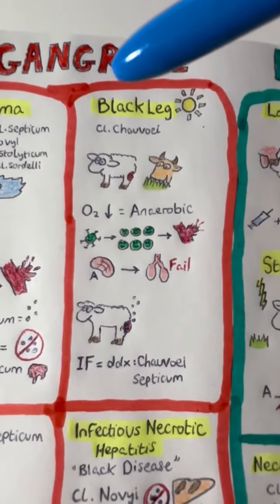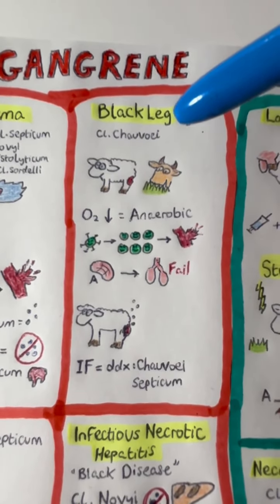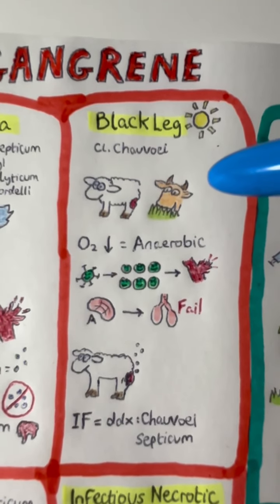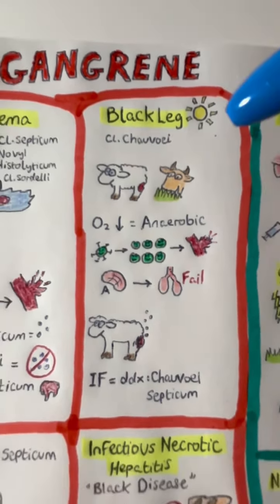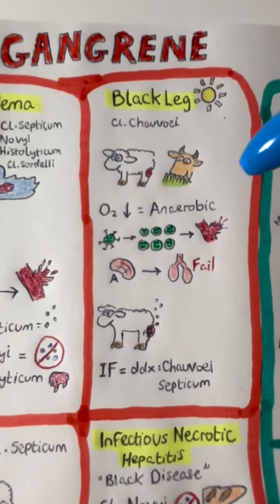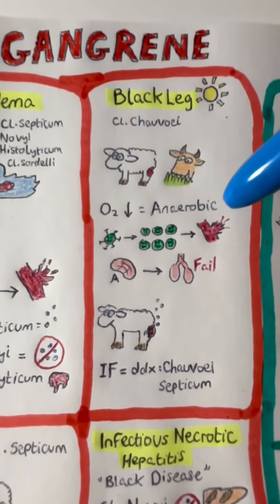The next gas gangrene disease is blackleg. It's caused by Clostridium chauvoei. In sheep, the bacteria enters the body through wounds. However, in cattle, it's an endogenous infection. In the wounds, there is decreased oxygen tension, which leads to an anaerobic environment. This causes the bacteria to replicate, which then causes hemorrhages and edema.